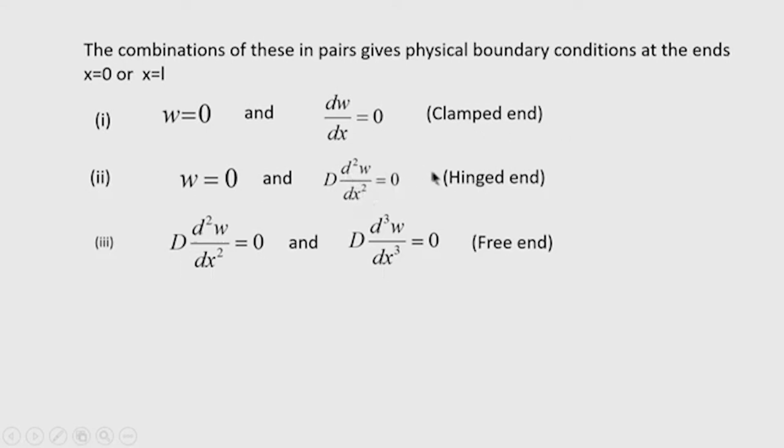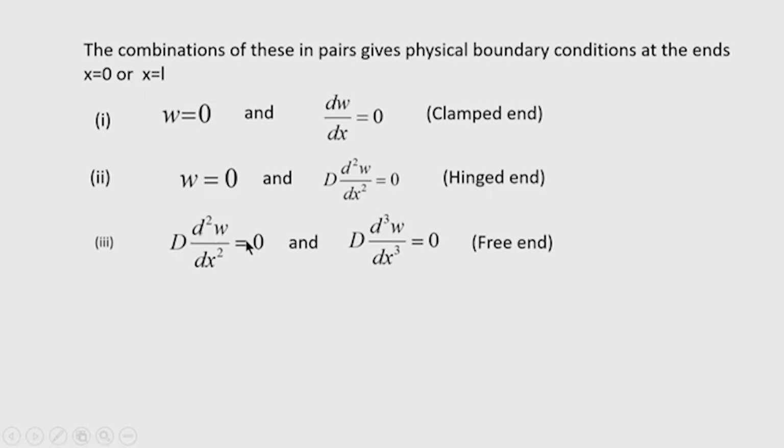This combination gives hinged end, or pinned end, or simply supported end. Then the third combination, d square w by dx square equal to 0 and d cube w by dx cube equal to 0. So, that indicates this is the bending moment and this is the shear, which is 0. So, it is for the free end.